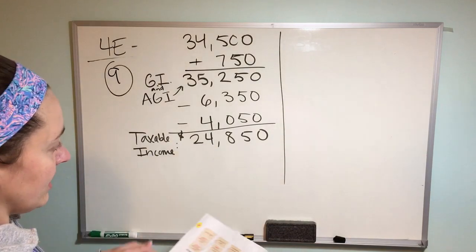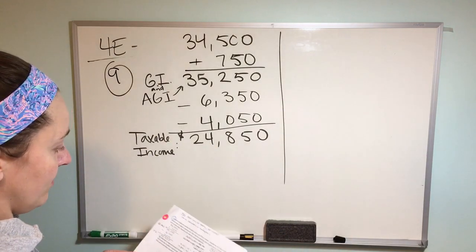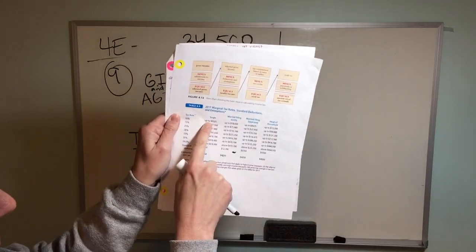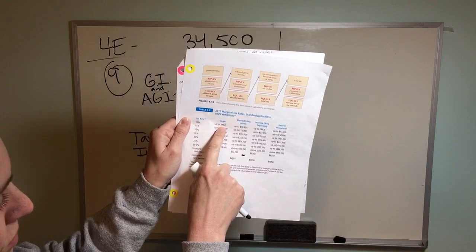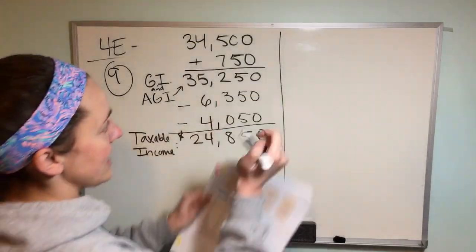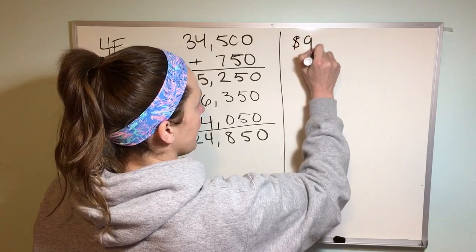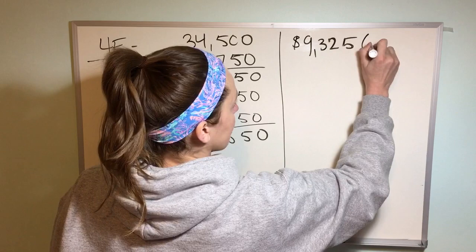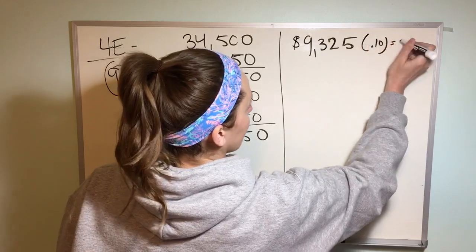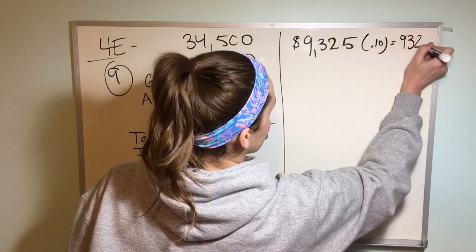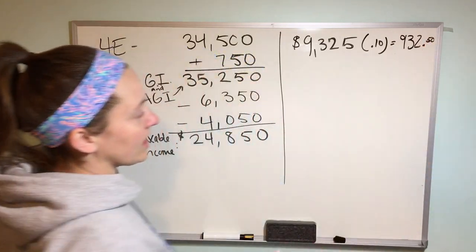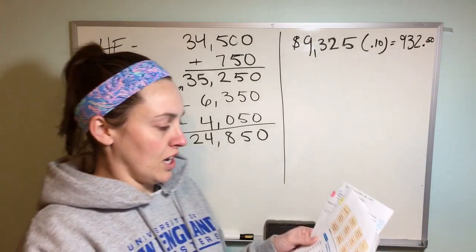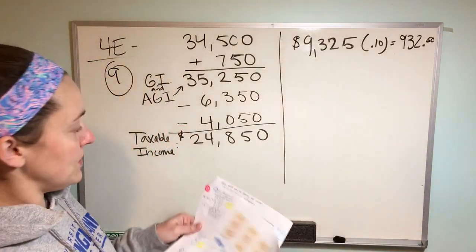So she has a taxable income of $24,850. So remember, if you're looking at your chart here, if she's single, the first $9,325 is taxed at 10%. That'll give us $932.50. I'm running out of room. Then that next chunk is taxed at 15%.